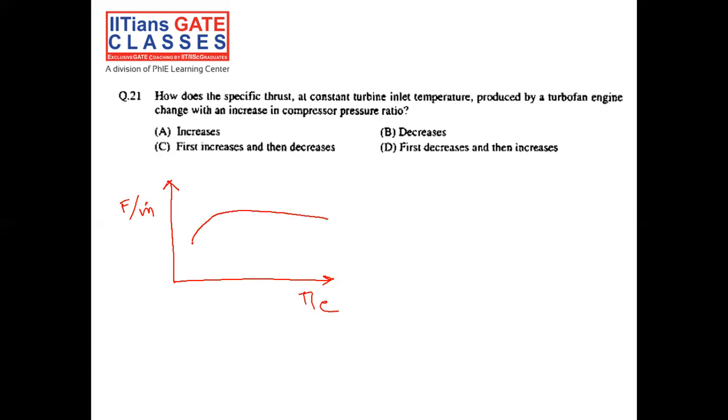So which means the specific thrust will first increase with compressor pressure ratio, then it reaches a maximum point, and then it starts decreasing for a particular Mach number. So this is the typical plot of specific thrust versus compressor pressure ratio for a particular Mach number. So the answer is first increases and then it decreases. Increases, then reaches a maximum and then starts decreasing.